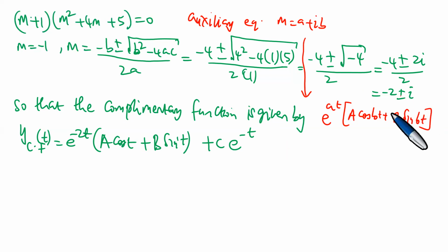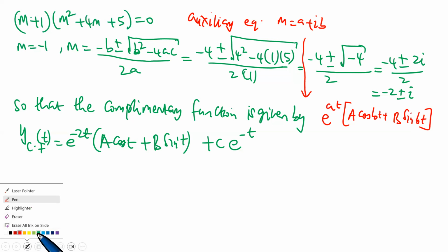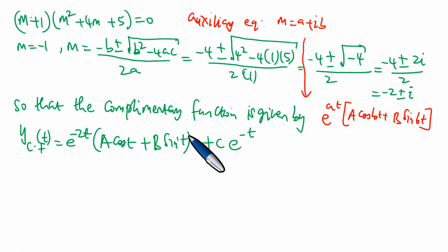We take only the plus i, because the minus i becomes equivalent. So we use this formula, but obviously the real part of the complex number is -2. So e to the -2t into a cosine t plus b sine t. So this is the answer.